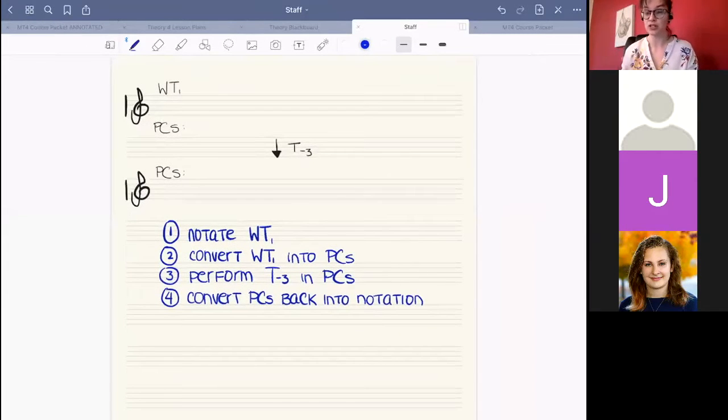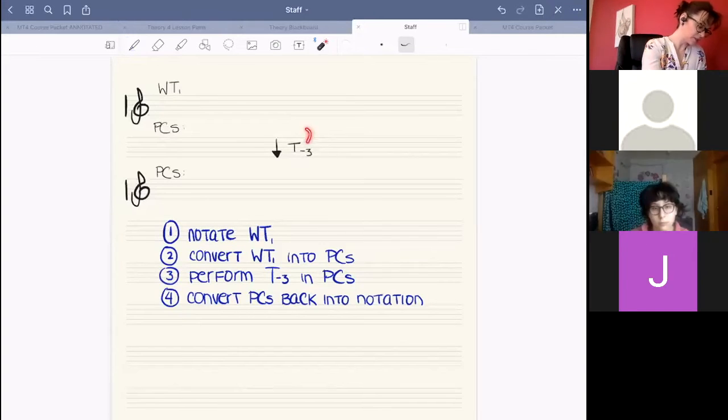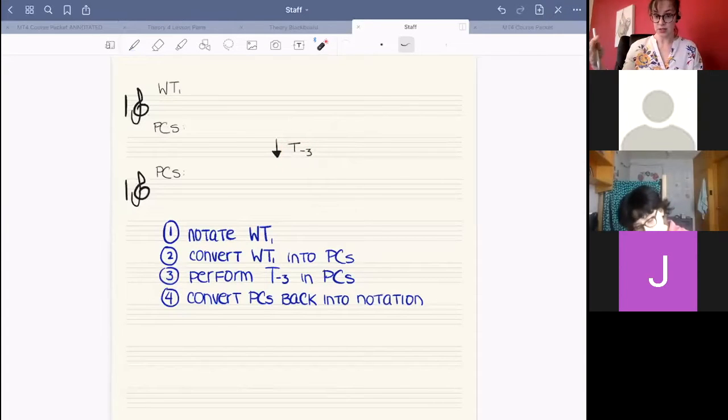First thing, I would like you to notate the whole tone 1 or whole tone odd collection. Any way you like. You can start at any pitch you want, but just notate the whole tone 1 collection. Then you are going to convert the scale that you notated into pitch class integers. Then you're going to perform this transposition, T negative 3, on your pitch class integers. And then for the last step, you're going to convert those PCs back into staff notation. So go ahead and get started on that.